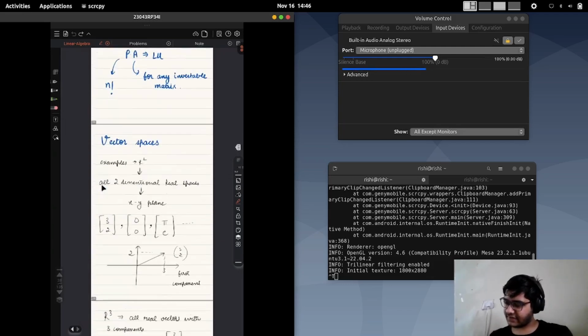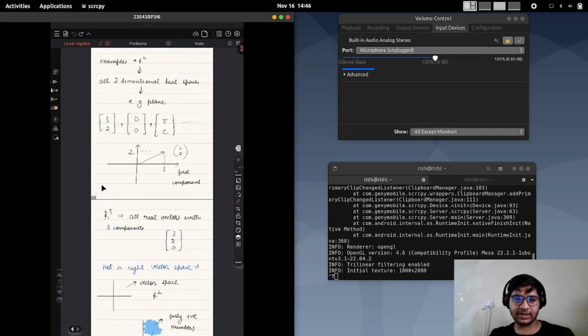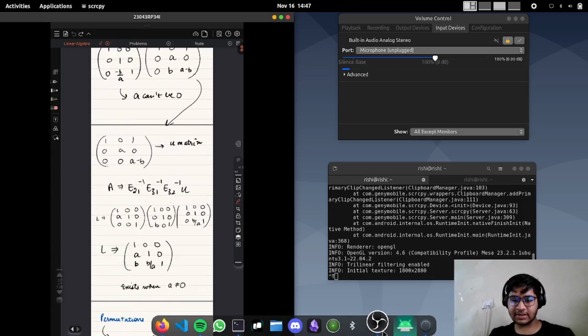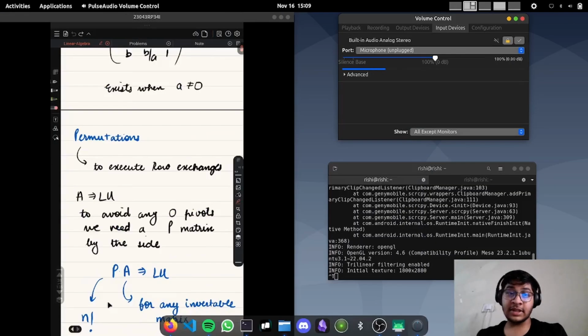Then we have permutations and the vector spaces. So this is interesting, and here is the actual algebra which is starting. Okay, these were just prerequisites. Let's talk about the real algebra, real linear algebra with the permutations.